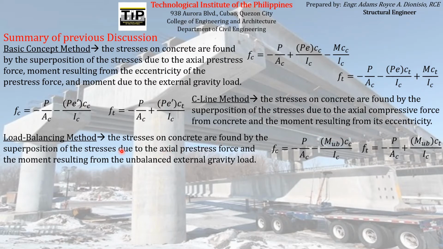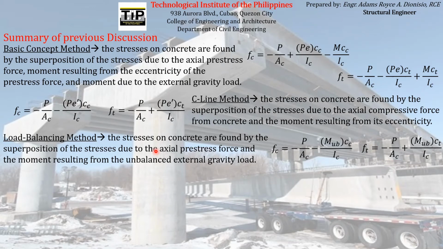In the load balancing method, we have a goal of finding the load that will just balance the eccentric moment due to the eccentricity of the prestress force acting on the prestress reinforcement. The moment that will be induced by the additional unbalanced load applied to the concrete element is the moment that we will substitute in the formula. Another goal of the load balancing method is again to produce a uniform stress all throughout the length of the member or the concrete element.